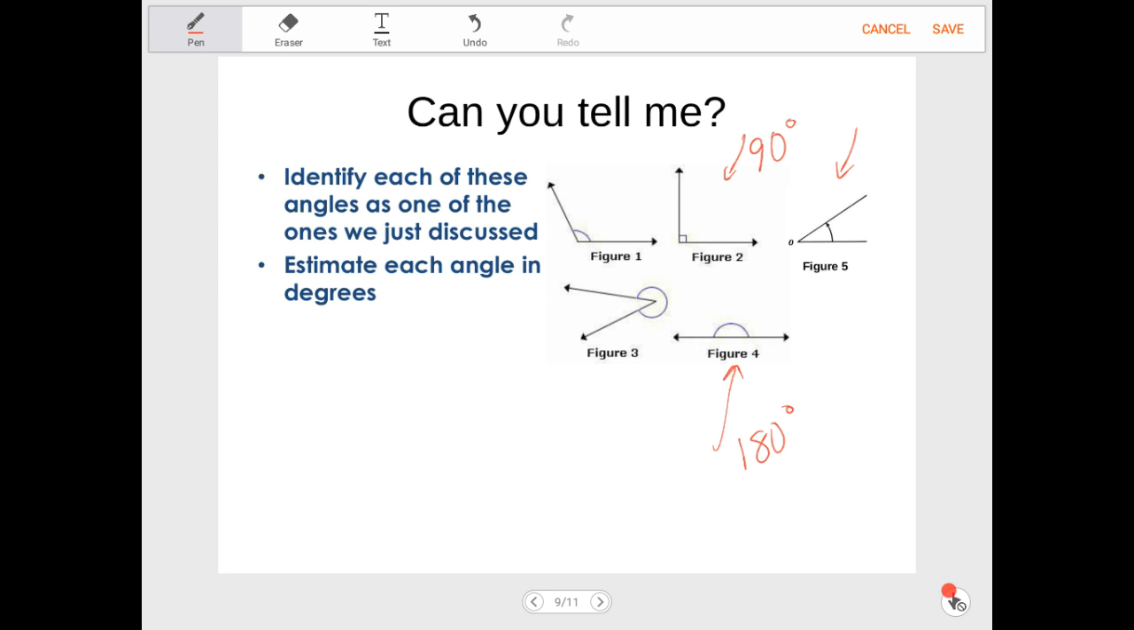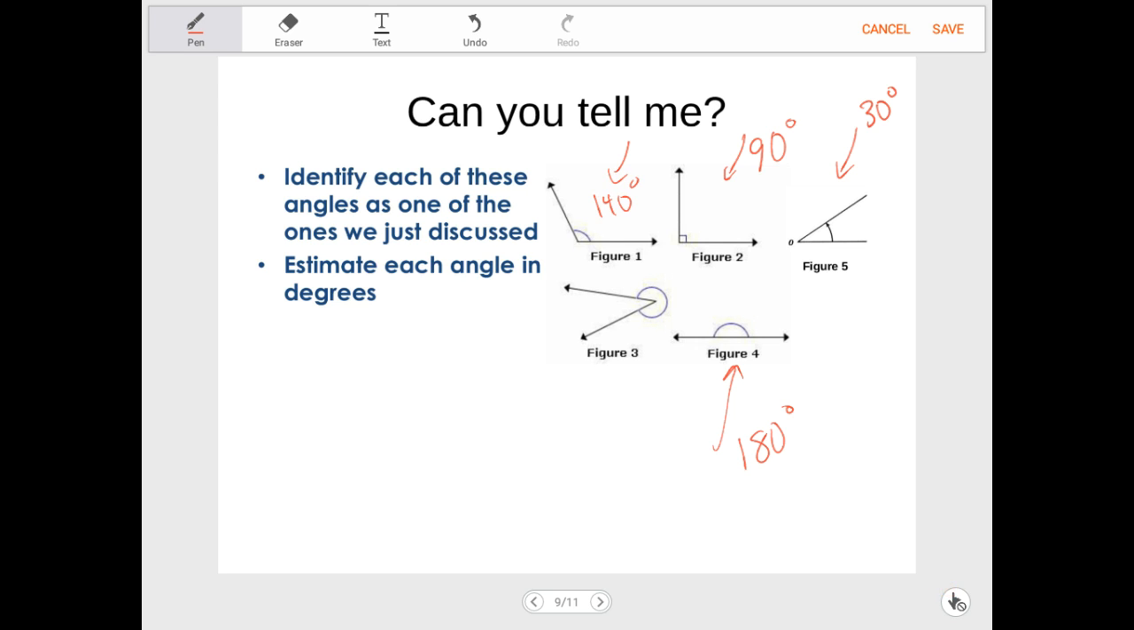This one's probably the next easiest because you know that's an acute angle and it has to be between 0 and 90. An estimate's an estimate, but I would say it's about 30 degrees probably. Figure 1, that is going to be your obtuse angle, which is greater than 90 but less than 180. Hard to say, we'll just say 140 degrees.